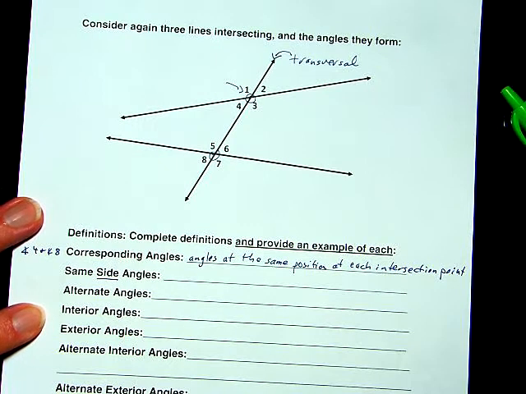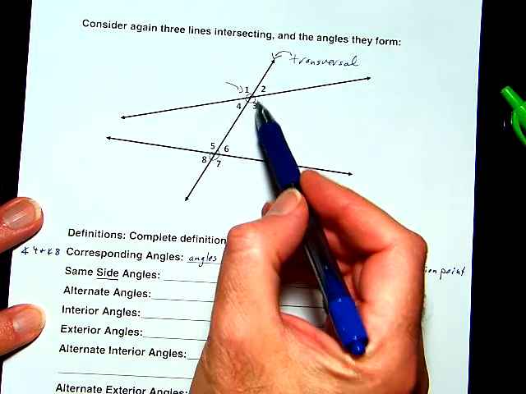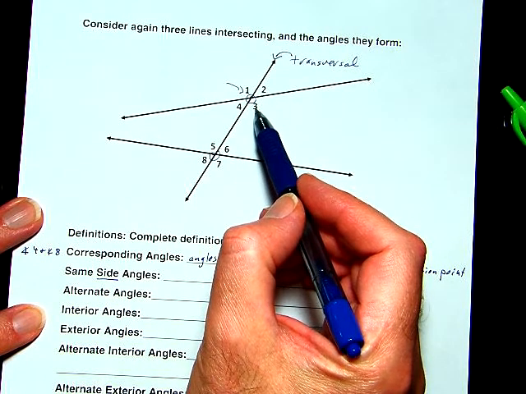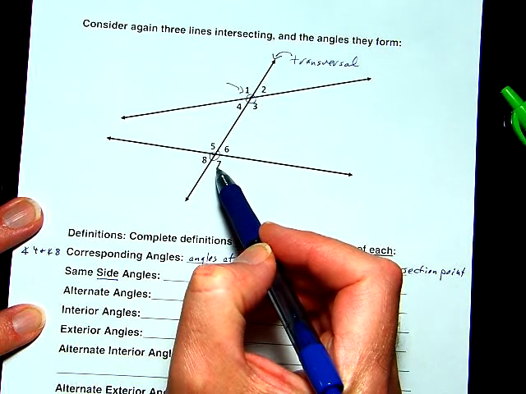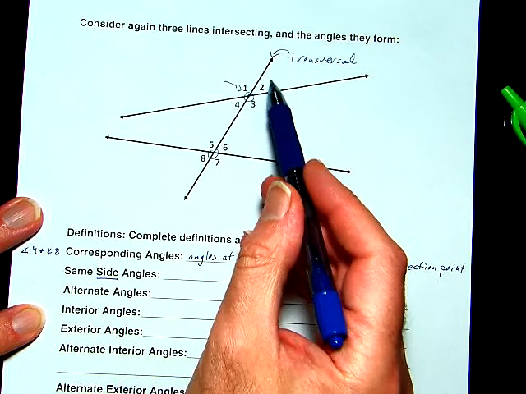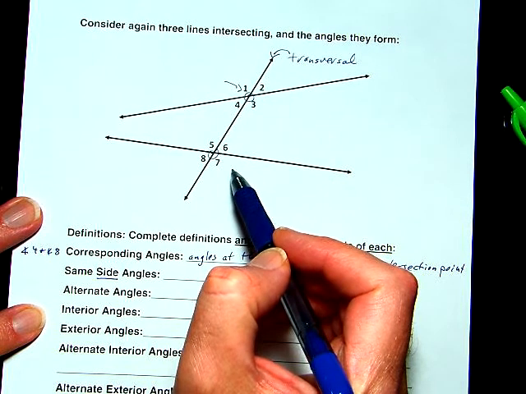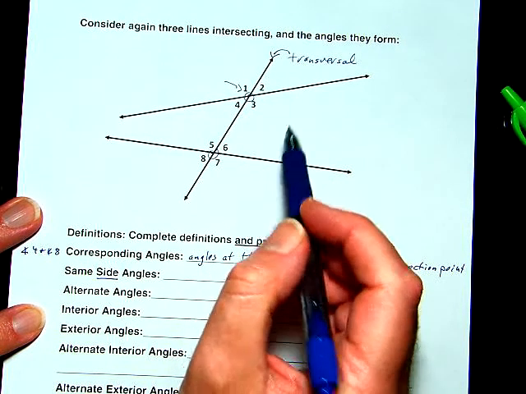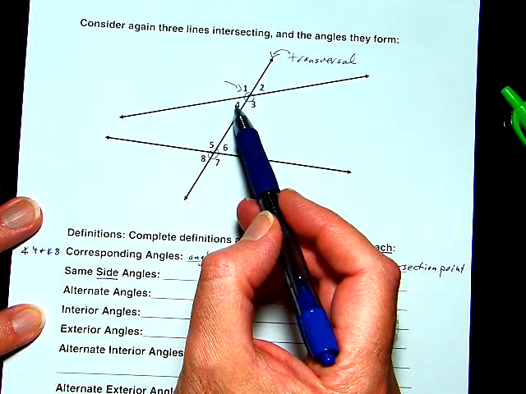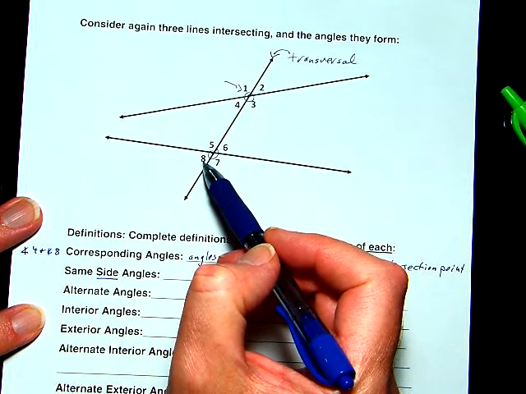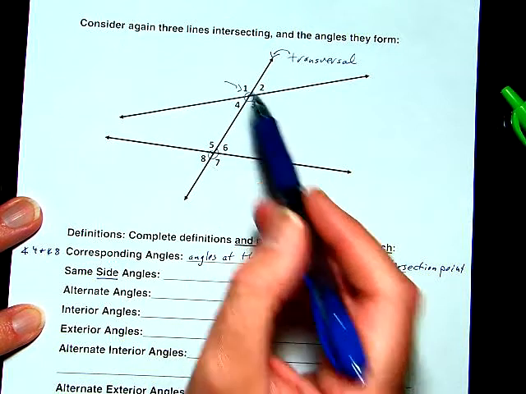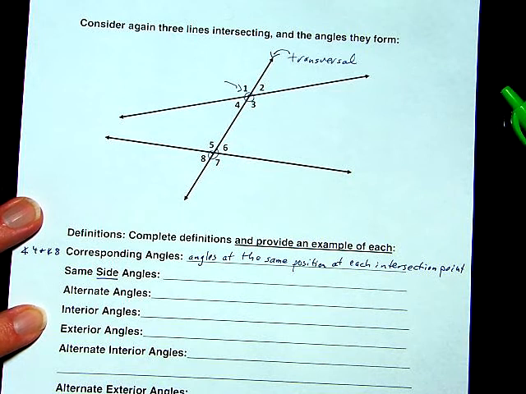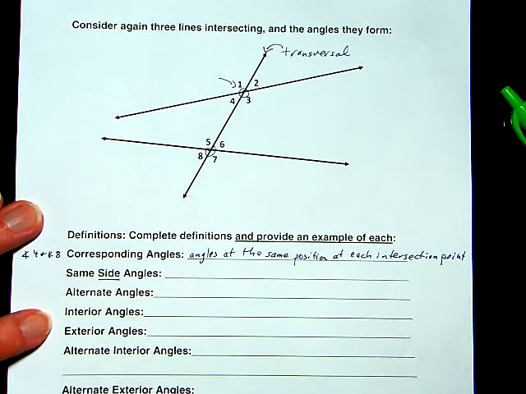So that, for example, angles 2 and 3 are same-side angles. Angle 3 and 6 are same-side angles. And angles 6 and 7 are same-side angles, as are 2 and 7, because they're all on the right side of the transversal. Angles 1 and 4 are same side. Angles 5 and 8 are same side. Angles 1 and 5, 4 and 5, 8 and 1, they're all same side also because they're all on the left side of the transversal.